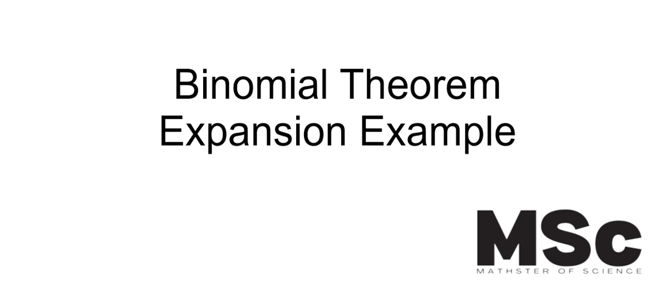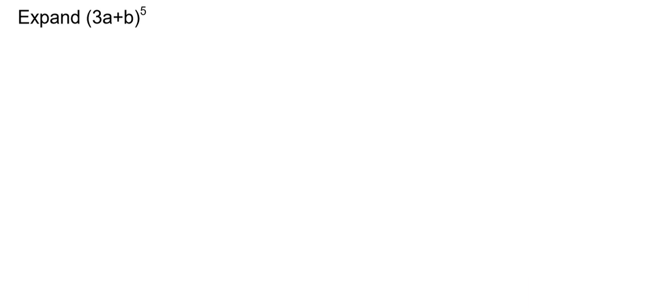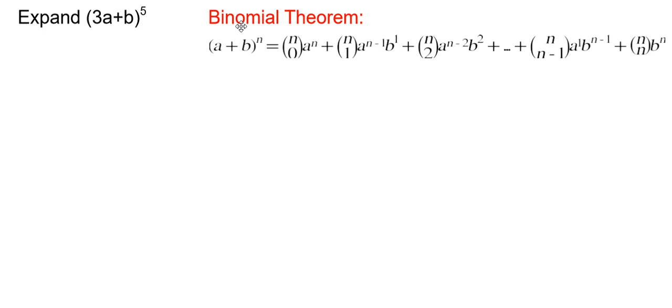In this video we're going to be looking at an example of the binomial theorem expansion. So let's look at how to expand (3a + b) to the power of 5. And of course to do this we're going to use the binomial theorem as it's written out here in a general form. What makes this example a little bit different than some other examples is the fact that we have a coefficient on the a, the 3.